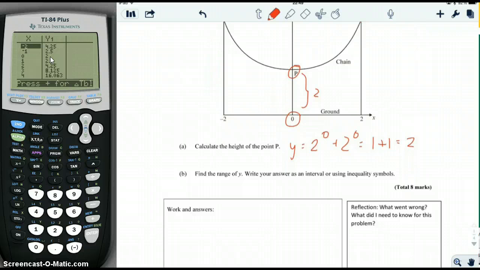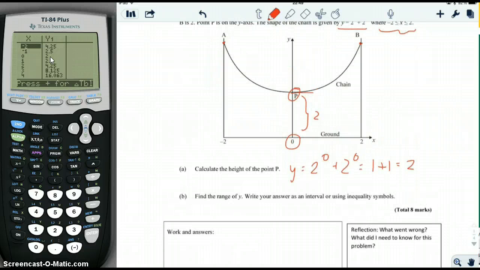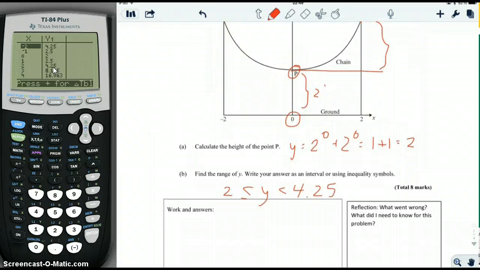B. Find the range of y. Well, basically the range of y would be between this point and this point. So y ranges between, let's see, the lowest point would be 2. And then the highest point would be right here. We can just look on the calculator for that, or we could use our brains. At -2 it's 4.25, at +2 it's 4.25, so it's 4.25. So we already know that the range for y here is between 2 and 4.25.